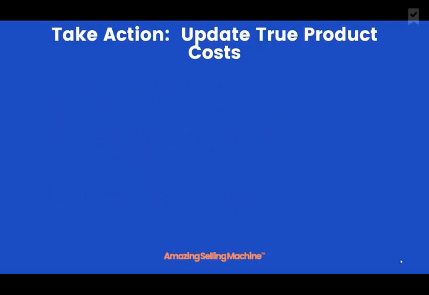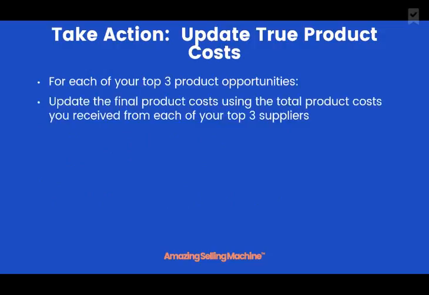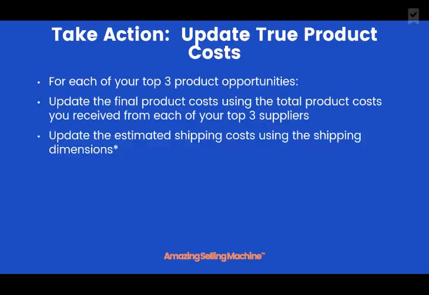Okay, so now we're at the very end of this lesson, and it's time to start taking action. For each of your top 3 product opportunities, if you've heard back from your suppliers for each one, I want you to take the following steps. Update the final product costs using the total product cost that you receive back from each of your top 3 suppliers. So that'll be a total of 9 updates, 3 on each product. Also, update the estimated shipping costs using the shipping dimensions you also receive from them. And then you might as well add in the 20-cent FBA labeling fee as well.